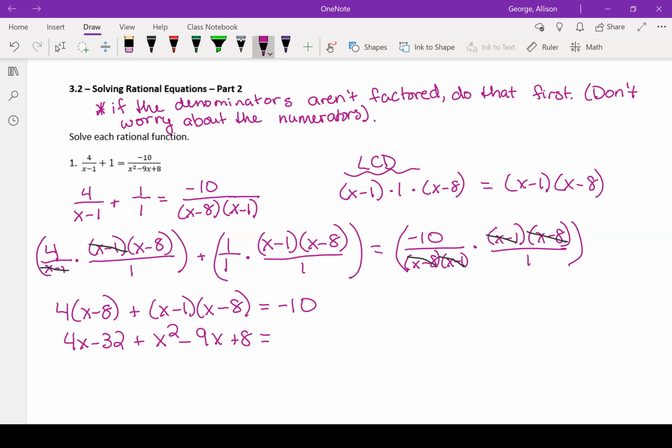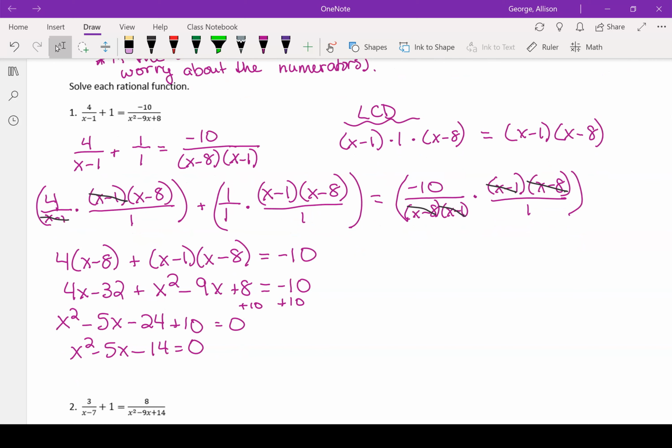Since I've got an x squared, that means I've got a quadratic. So I want to go ahead and get everything together on either the left side or the right side. In this case, it's easier to get it all together on the left. Alright, so I'm going to have x squared, and then 4x and negative 9x is going to be negative 5x. Negative 32 and positive 8 is going to be negative 24. And then we're going to need to add 10 to both sides. So we're going to end up with x squared minus 5x minus 14 equals 0.